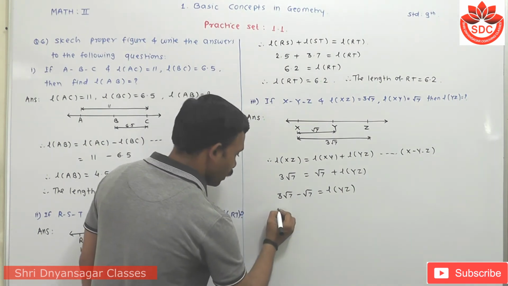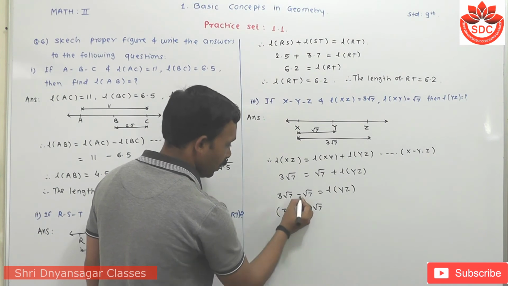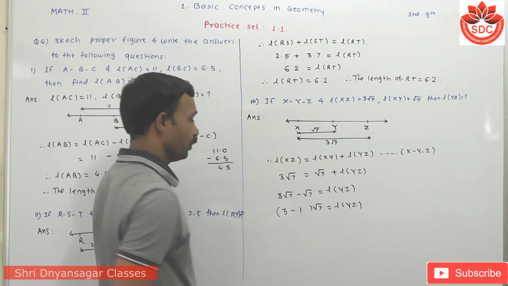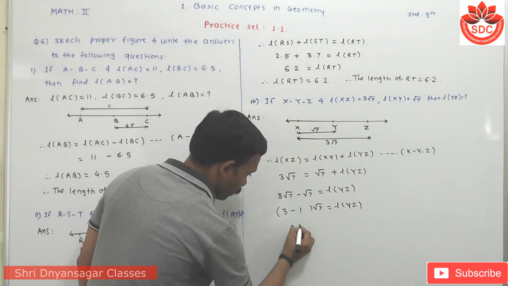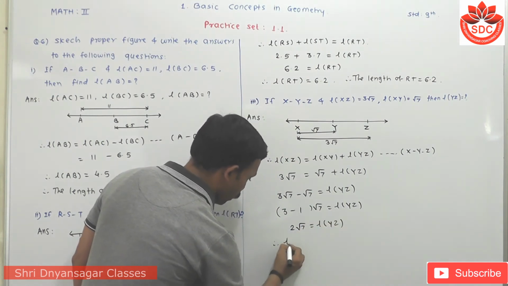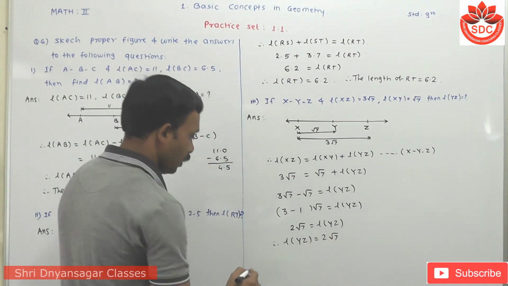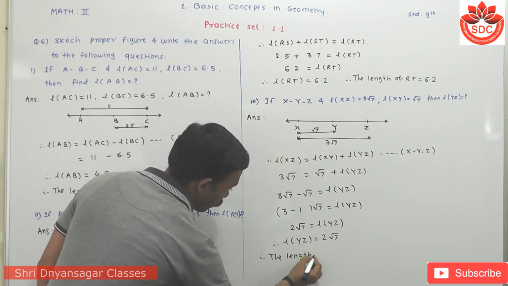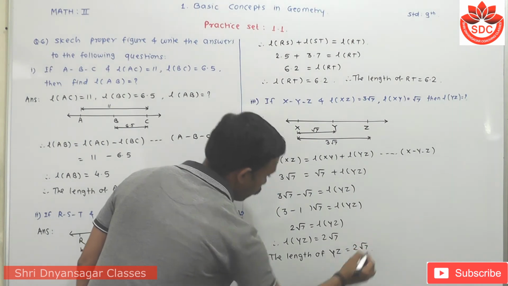When we subtract, we take root 7 common here. Here is 3, here the coefficient is minus 1, equal to the length of YZ. The subtraction becomes 2 root 7. Therefore, the length of YZ is equal to 2 root 7. The answer in a full sentence: the length of YZ is equal to 2 root 7 units.